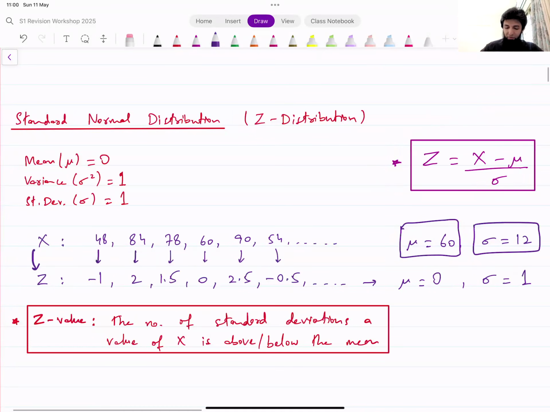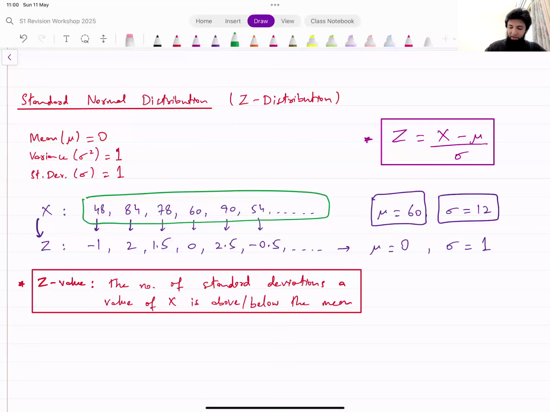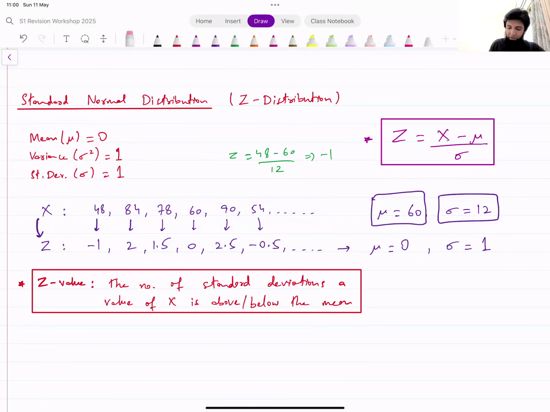So whatever value of x you have, for example, if you have data like this, these are x values. You convert them to z values. How? By inputting them in that formula. For example, if x is 48, z is going to be 48 minus the mean, that's 60, divided by the standard deviation, which is 12, and that gives you minus 1. That's the z value corresponding to 48. Similarly, for all of those values, you find the corresponding z values. Okay, so that's how you convert something to z.